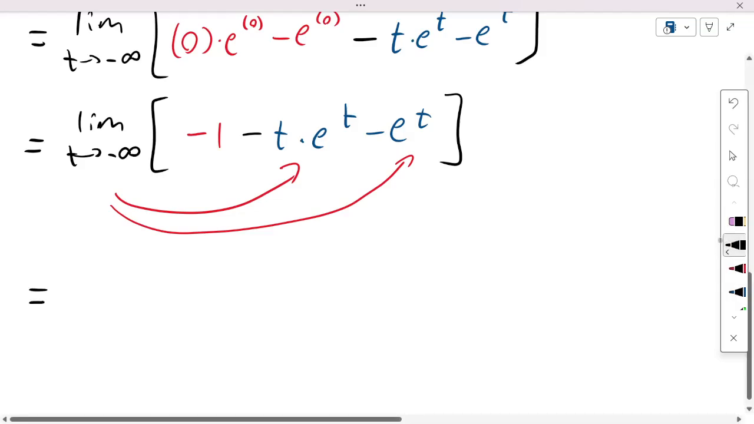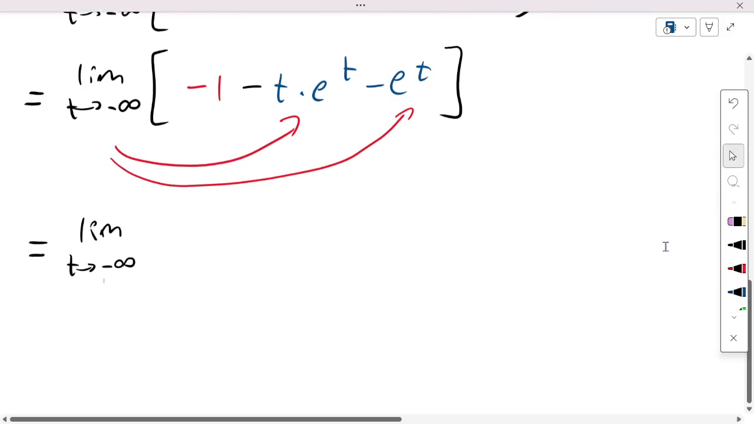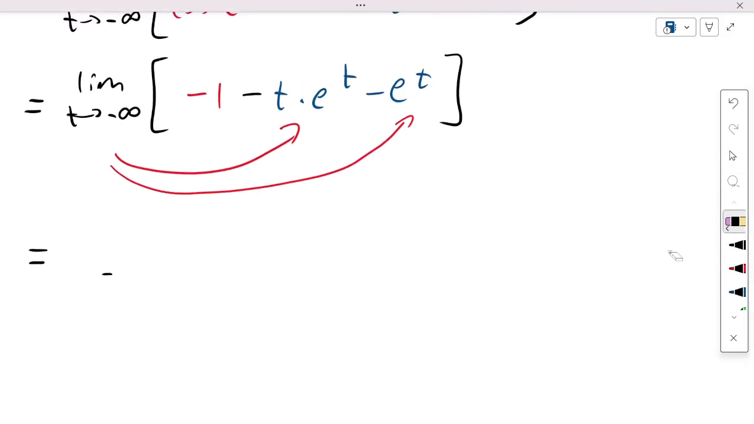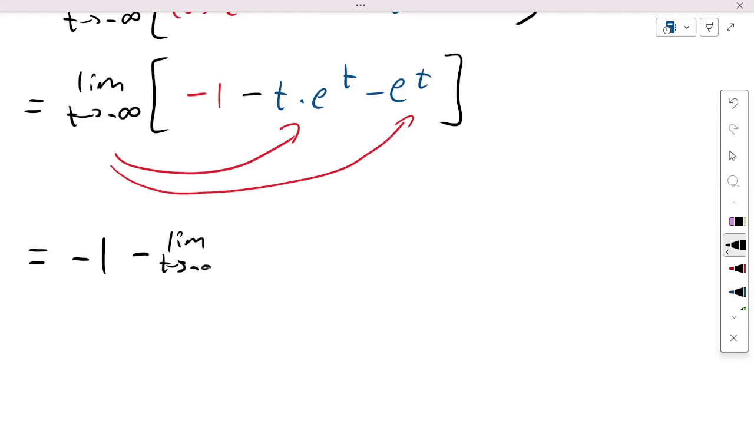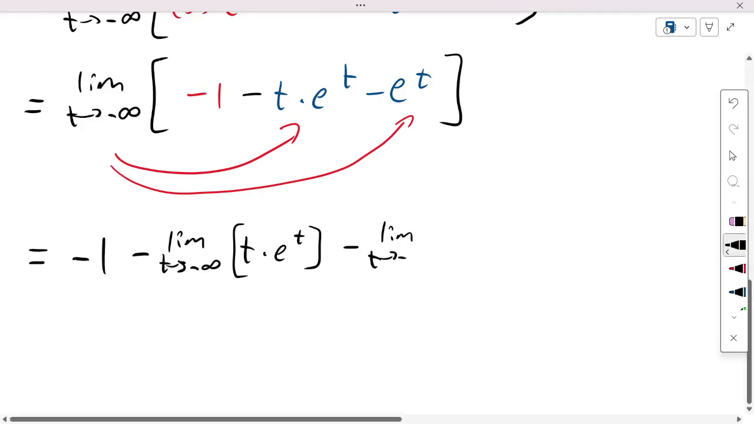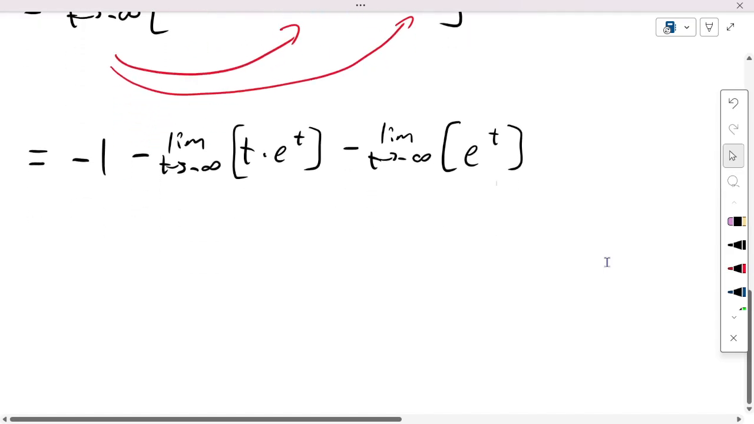So therefore this is going to be equal to, now I can just keep it to one color. Oh wait, no, sorry. It's supposed to be -1 minus the limit as t approaches -infinity of t multiplied by e to the t. And this is going to be minus the limit as t approaches -infinity of e to the t, right? So which one's the easiest one to do first? Clearly this is the easiest one, so let's quickly evaluate that one.